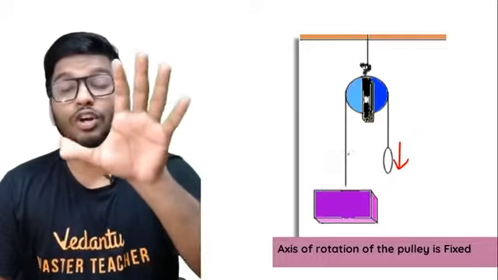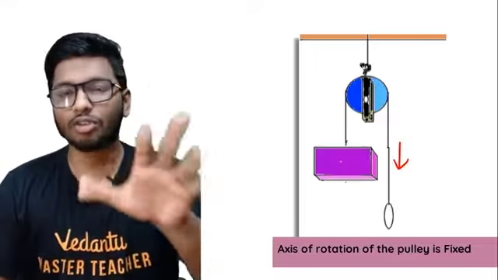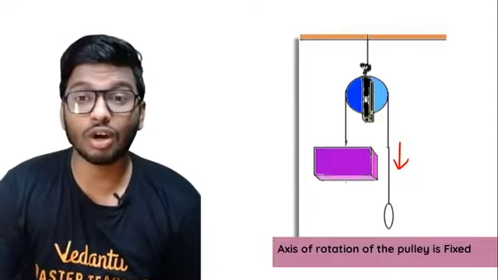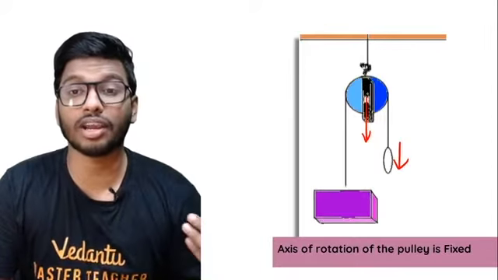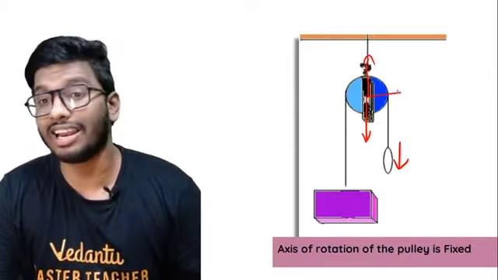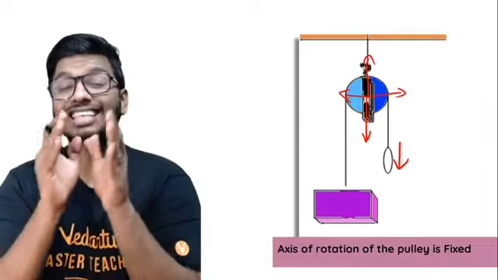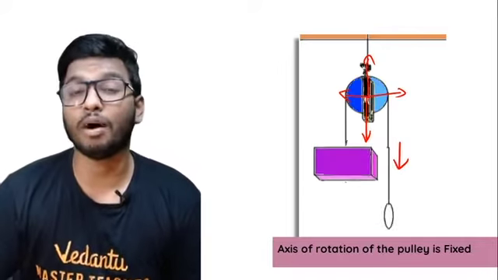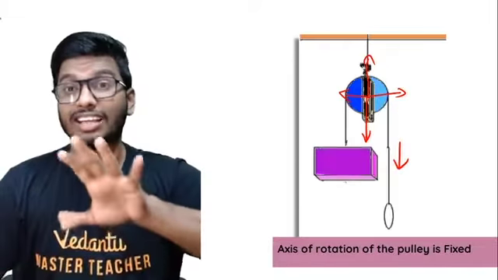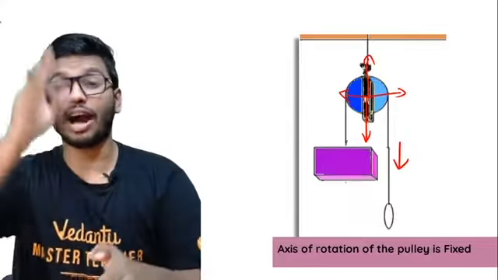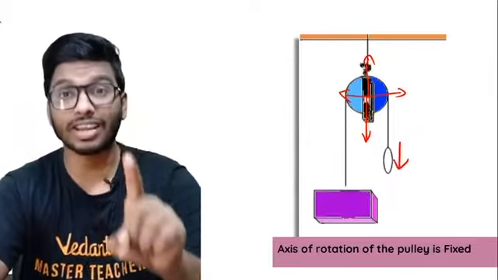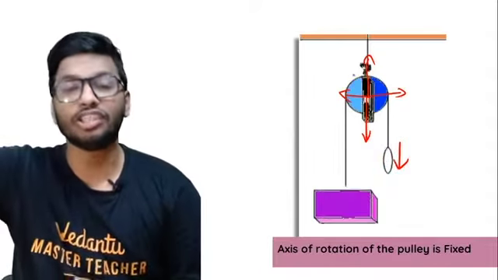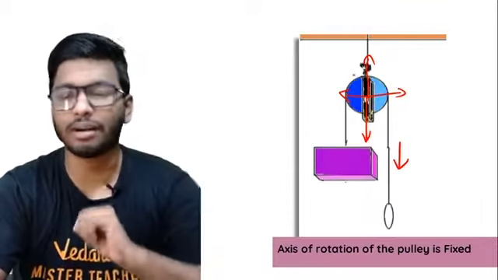Now, if you look at the axis of rotation, it is not moving. The axis of rotation is fixed. It's not going up or down, and it's not going to the left or the right. It is in the exact same place, and basically the axle or the wheel rotates about that particular axis. So the axis of rotation over here is fixed, because the entire pulley itself is hanging from a rigid structure, so it's fixed at a particular point.